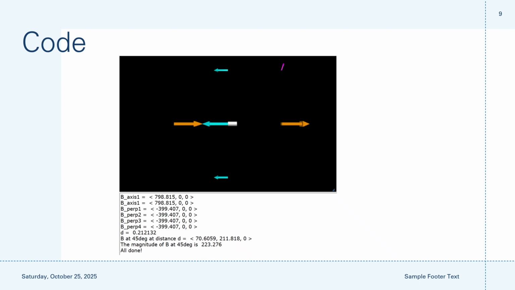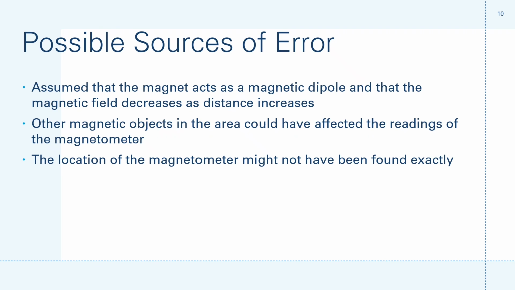And here on this next slide we have the output of the code that we had on the previous slide. This helps us visualize everything that's going on with regards to the magnetic fields and the bar magnet. Sources of error here.